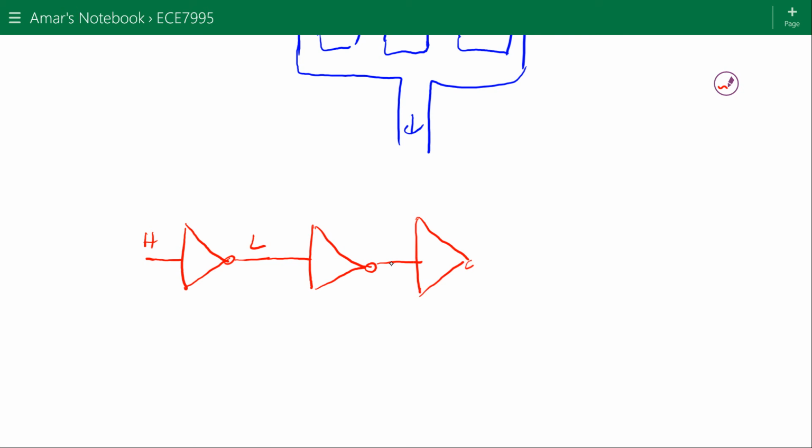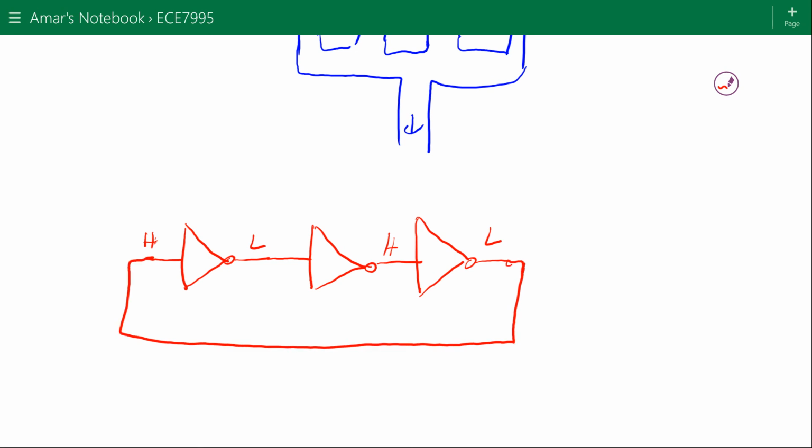let's say I cascaded 3 of them together like this. Let's say this input is high. What's going to be the next one? Low. What's the next one going to be? High. And then what's the next one going to be? Low. All right. Now the trick is we can connect the output of this back into the input of this.